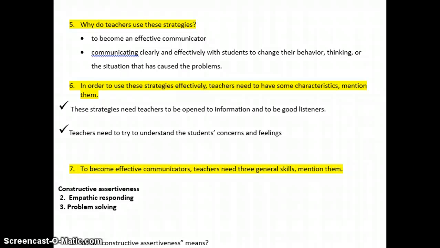Why do teachers use these strategies? To become an effective communicator. Communicate clearly and effectively with students to change their behavior, thinking, or situation that has caused the problem. 6. In order to use these strategies effectively, teachers need to have some characteristics. Mention them. These strategies need teachers to be open to information and to be good listeners. Teachers need to understand students' concerns and feelings.